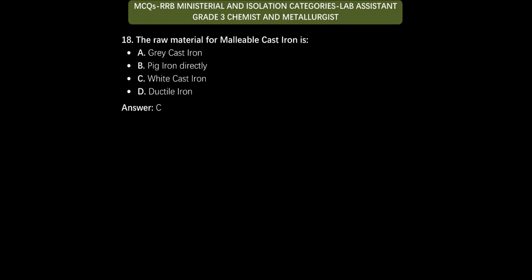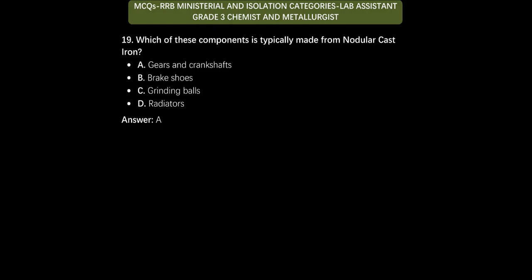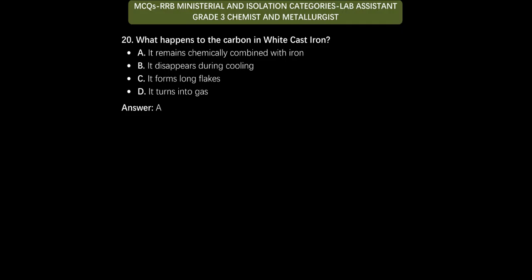The raw material for malleable cast iron is option C, white cast iron. Which of these components is typically made from nodular cast iron? Option A, gears and crankshafts. What happens to the carbon in white cast iron? Option A, it remains chemically combined with iron.